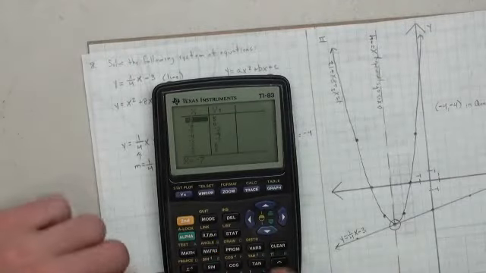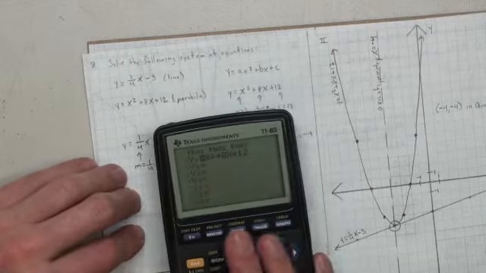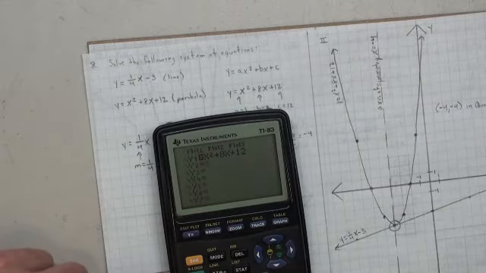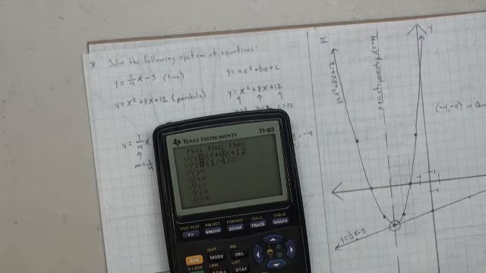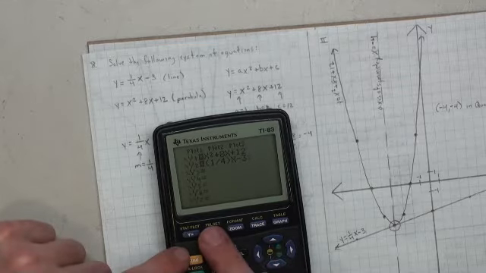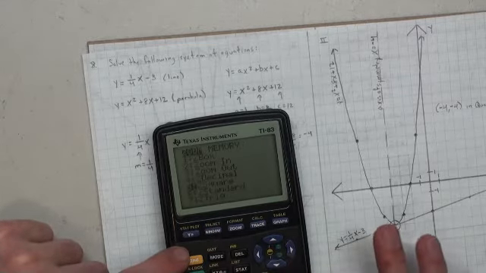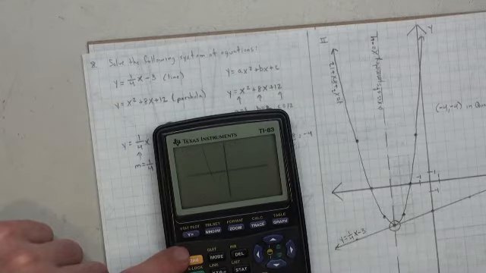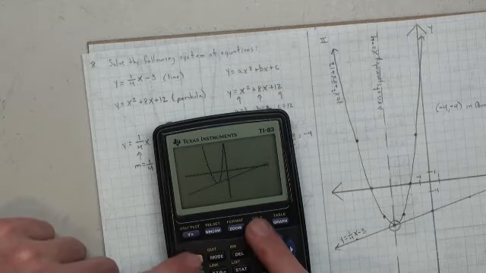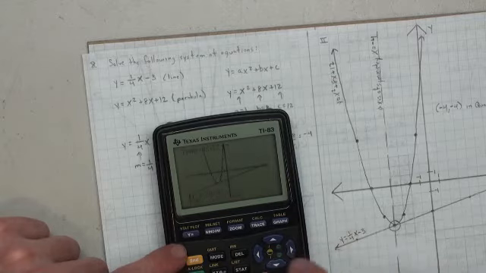Let's check it on our calculator. I already have the quadratic in there. Let's put in the linear equation. Now watch how I do this. I'm putting in 1/4. You have to put the 1/4 in parentheses. If you don't, you'll get the wrong answer. 1/4 x minus 3. I'm going to hit zoom, z square. Let's look at our graph first. Yep, it looks just like what we have. It looks like it crosses it at one point. Let's check the intersection. Second trace to go to calculate, intersect.